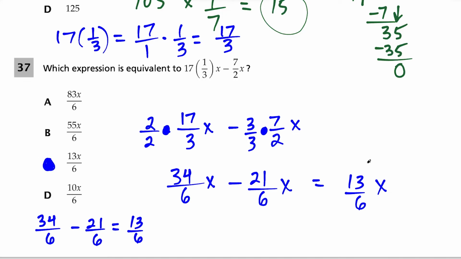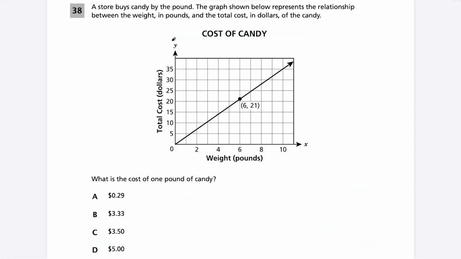Now, one thing, you might be looking at this and saying, wait a minute, this doesn't match directly. But if I do 13 over 6 times X, that's the same thing as saying 13 times X over 6. So either way, I could write my answer like this or this, but this one directly matches choice C. C is our answer. Question 38, a store buys candy by the pound.